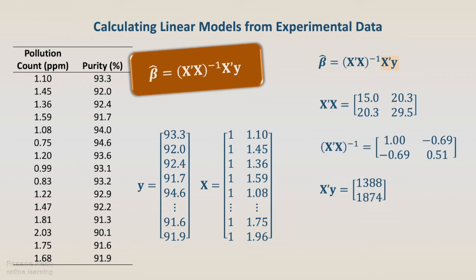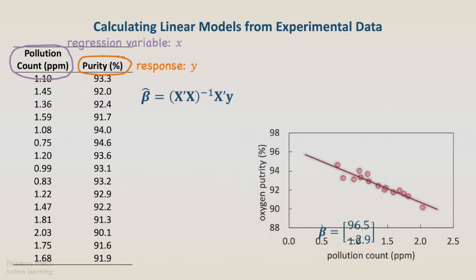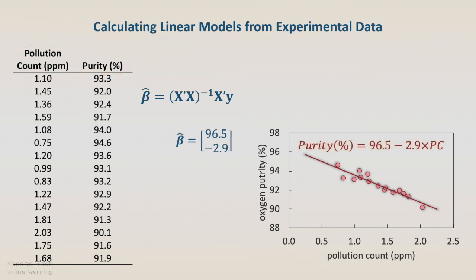Finally, we obtain the estimated coefficients beta hat by the product of the resulting inverted matrix X transpose times X by the resulting matrix X transpose times Y. The first coefficient is beta 0 and the second is beta 1. This way we have our regression model, oxygen purity equal to 96.5 minus 2.9 times pollution count.